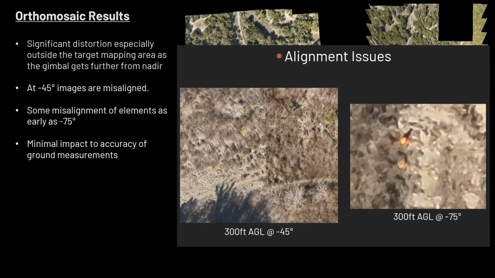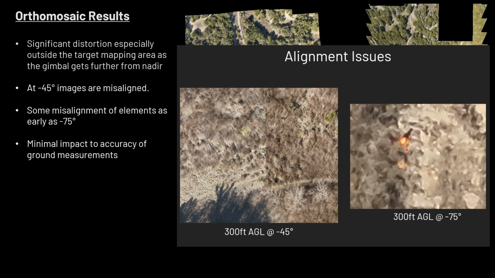Next, we'll see there's actually some significant alignment issues. So this is from the negative 45 degree angle orthomosaic. The images were not aligned correctly by the software as it generated the orthomosaic, and even as low as negative 75 degrees, so only 15 degrees off of nadir, there were some issues with the alignment.